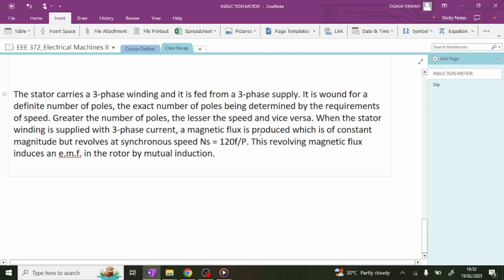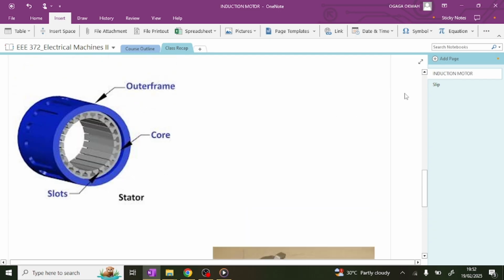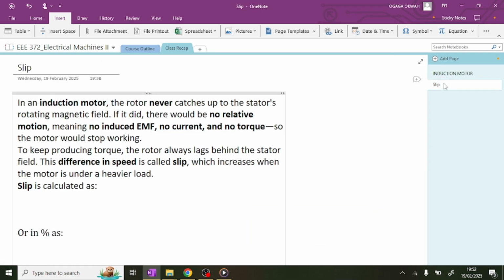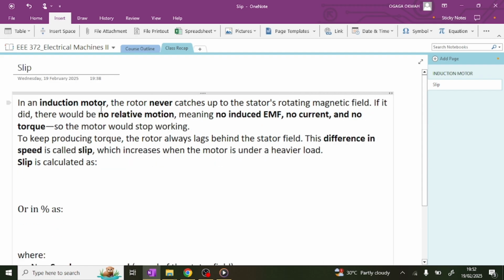So in our last video we talked about the construction of an induction motor, which is this, and in this video we're talking about this, slip. Okay, so when we say slip, this is what we mean. We mean the difference in speed of what?